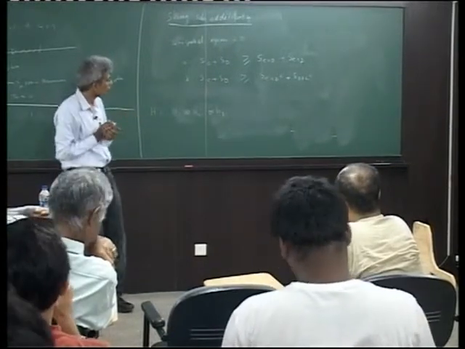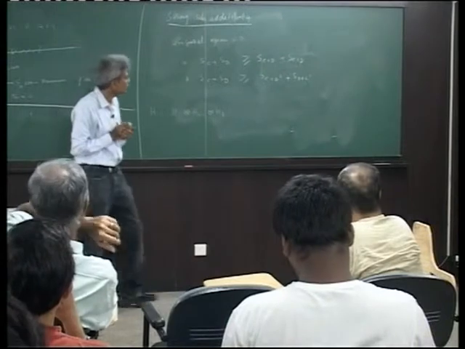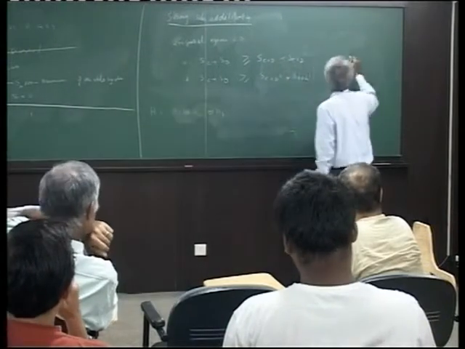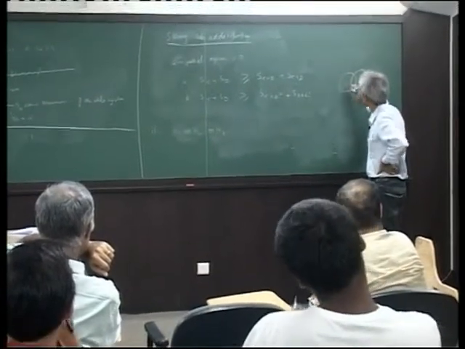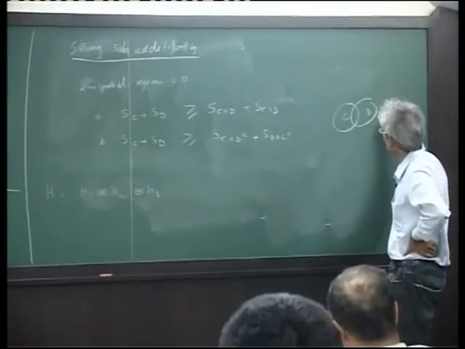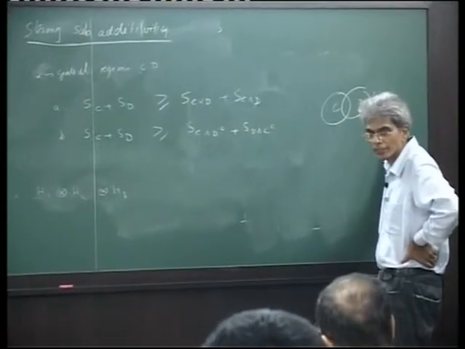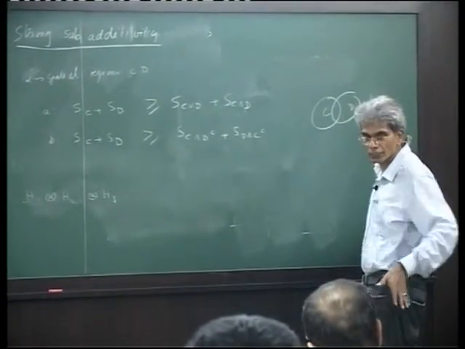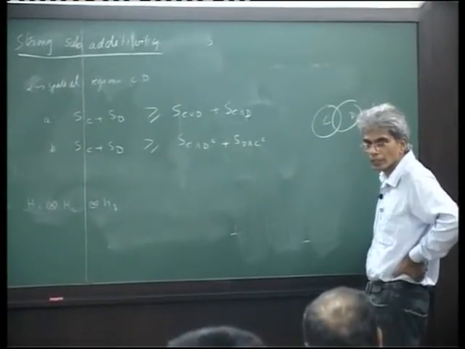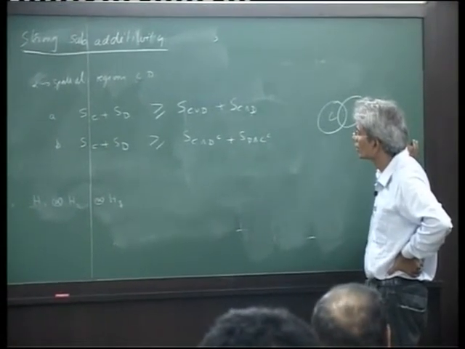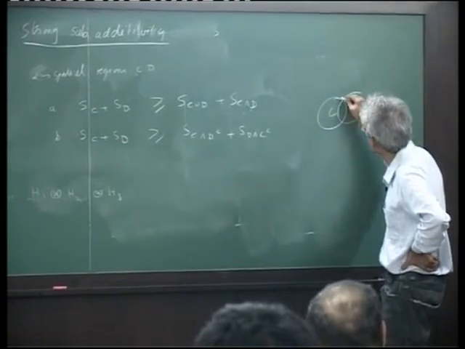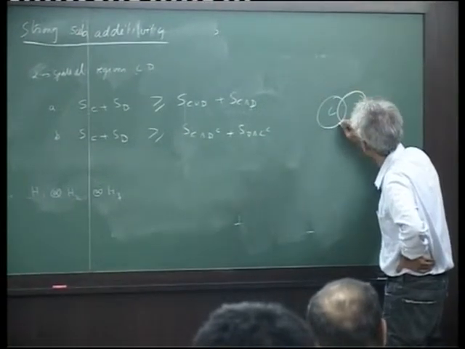So let's do that. Suppose C gives some subspace of the Hilbert space, which you call H1. And D corresponds to another subspace, which you call H2. And then what is the meaning of C union D? C union D will be this whole thing, right? As a Hilbert space.